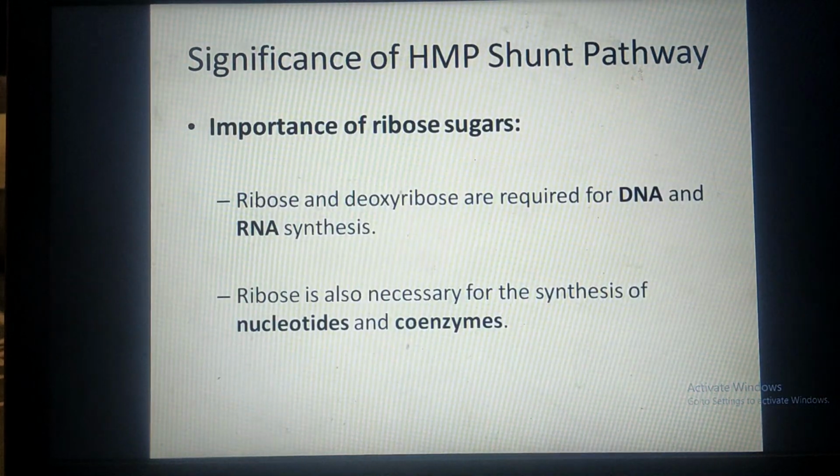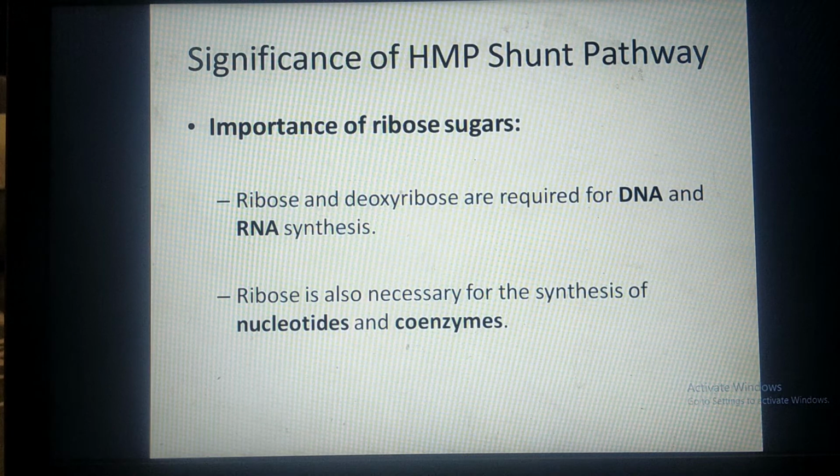Now we will see the importance of ribose sugar or pentose sugars which are formed in the HMP Shunt pathway. All of you know ribose and deoxyribose sugars are required for synthesis of RNA and DNA. At the same time, these sugars are also required for the synthesis of various nucleotides like ATP, GTP, CTP and some coenzymes. So this is the importance of ribose sugars.